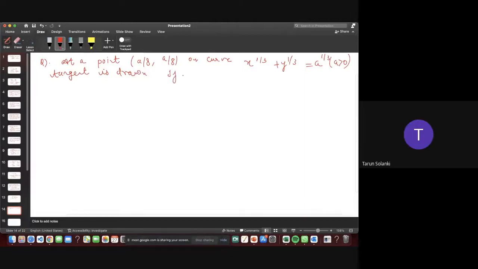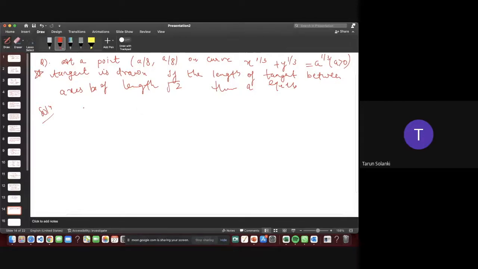Now, the length of the tangent between the axes is the length of the tangent between the axes. If the length of the tangent between the axes is under root 2, then a equals? This is also a nice problem.